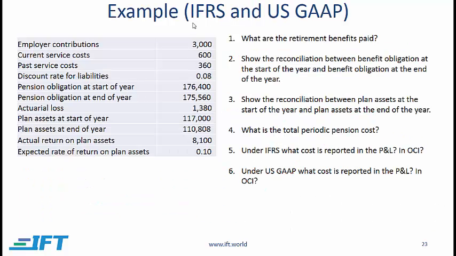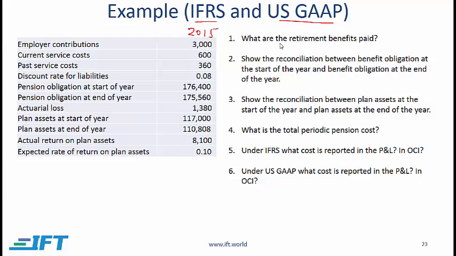We will now look at an example which compares IFRS and US GAAP. Let's say that for a given company we have this data, and this is data for 2015. We are told that in this year the employer contributions were 3,000, current service costs 600, and so on. We are also given the pension obligation at the start of the year, at the end of the year, the plan assets at the start of the year, end of the year, and so on.